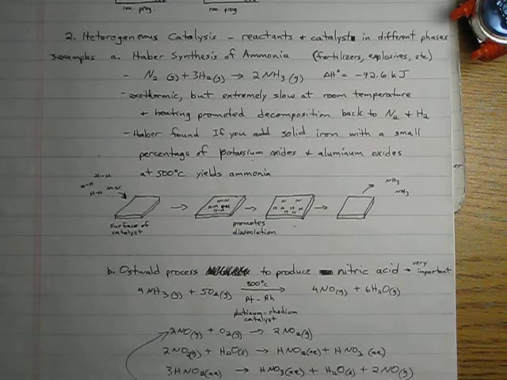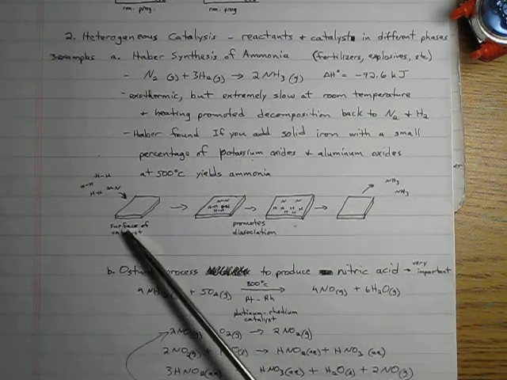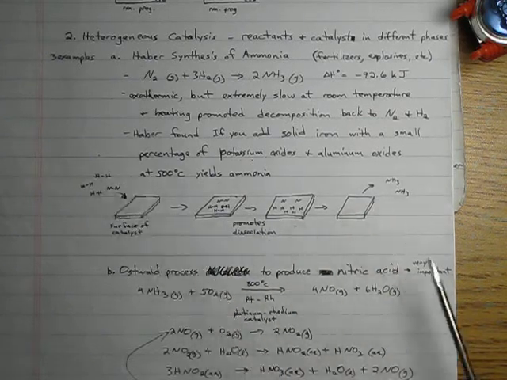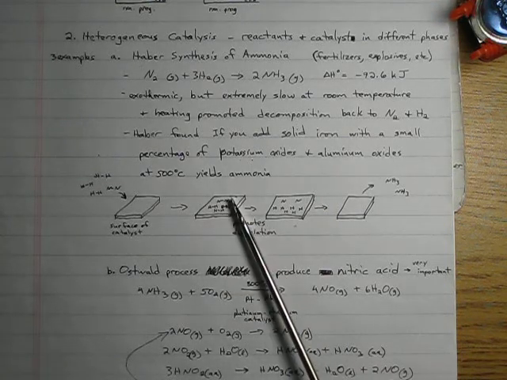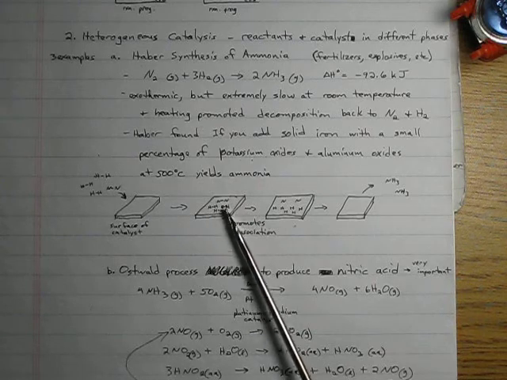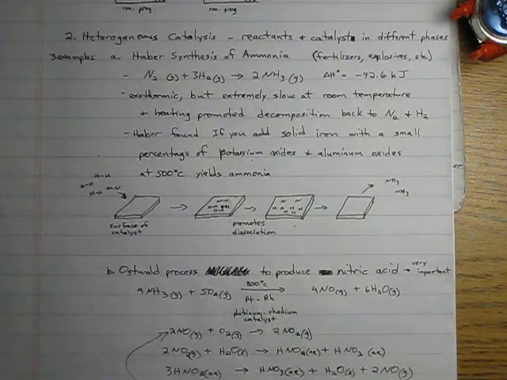So, heterogeneous catalyst usually provides a surface for the reaction to occur. Note, after this ammonia comes off, you've got that catalyst surface again for more nitrogen and hydrogen to come in and do the reaction. But the interaction of the nitrogens and hydrogens on the surface of this catalyst lowered the activation energy. It weakened that nitrogen-nitrogen triple bond, lowering the activation energy, allowing this reaction to occur.